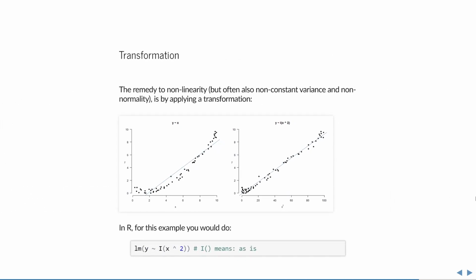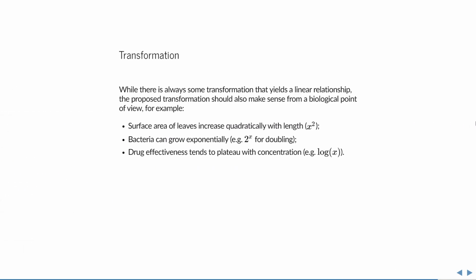Finally then, let's go into a little bit more detail about transformation. So transformation is really simple. All you do is you choose a transformed explanatory variable to see if the nonlinearity is resolved. So here we have a very clear nonlinear relationship when we plot y against x, but when we fit y against the square of x, then the nonlinear relationship is gone, so we can simply use a linear model. So there's always some transformation that will yield a linear relationship. Maybe very complex, but there's always something that would work.